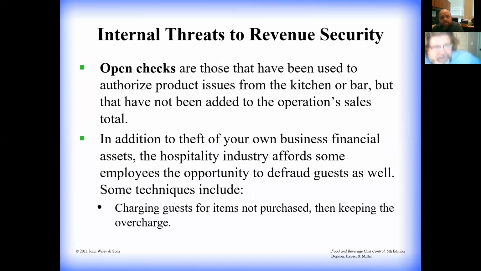So talking about closing out, open checks are those where something has been issued from the kitchen, but it hasn't been added to the sales yet. They don't close out the ticket, so the food has been made, the food has been sent out to the guest, maybe the money's been collected, but it's not reflected in your sales totals yet because it hasn't been marked as collected. Yeah. And that's the area where you want to look. That's the first place you want to look if you're having money disappear.